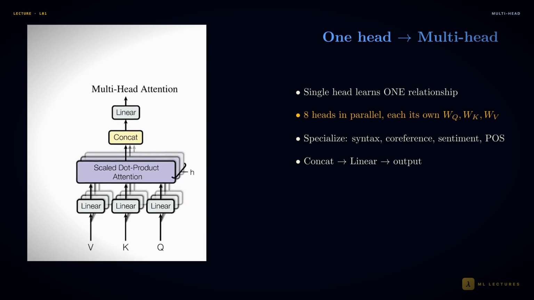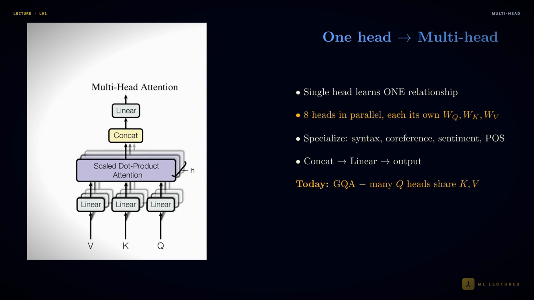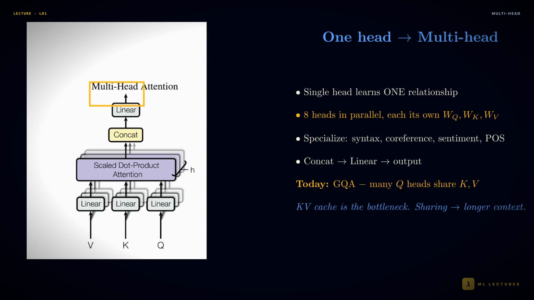Modern note. At inference, production models share K and V projections across multiple Q heads. It is called grouped query attention. The reason is memory. The KV cache during generation is the bottleneck. So fewer KV heads means longer context on the same hardware.